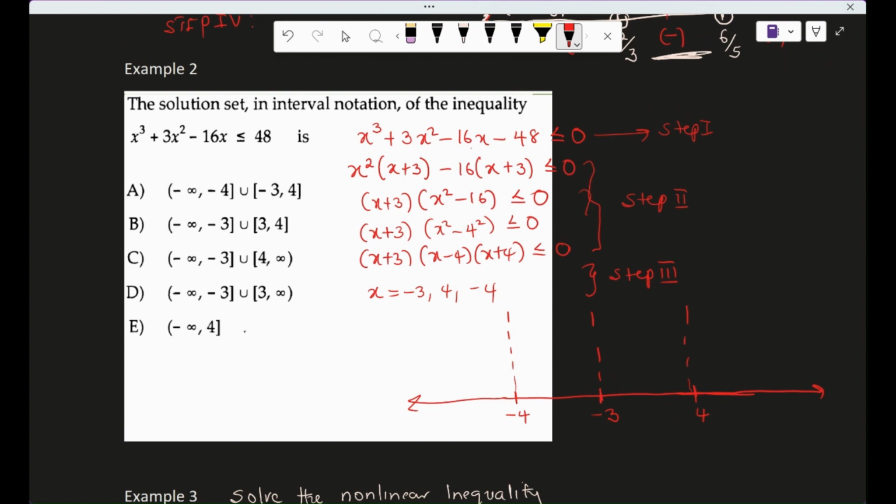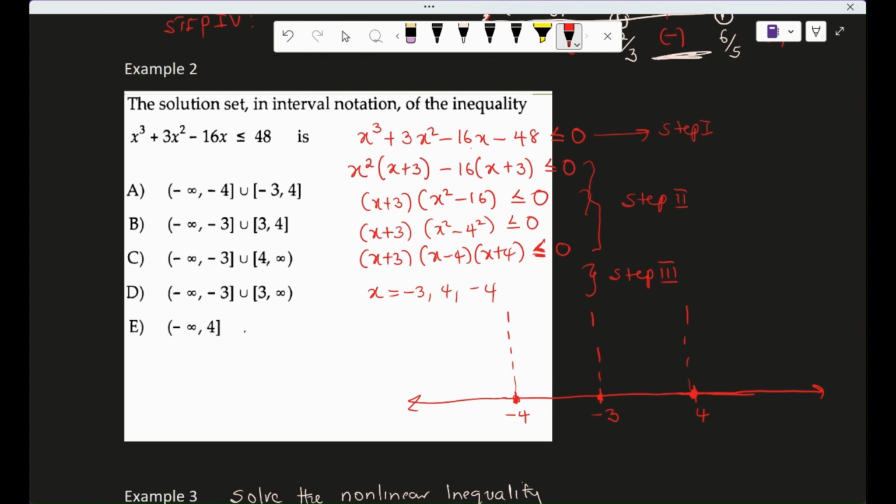But here, something interesting is here. We have equality here. So since we have equality here, it means that these zeros, which we sometimes call the critical values, they should be included in our solution. So we're going to have a closed circle, not an open circle, like in the previous question.